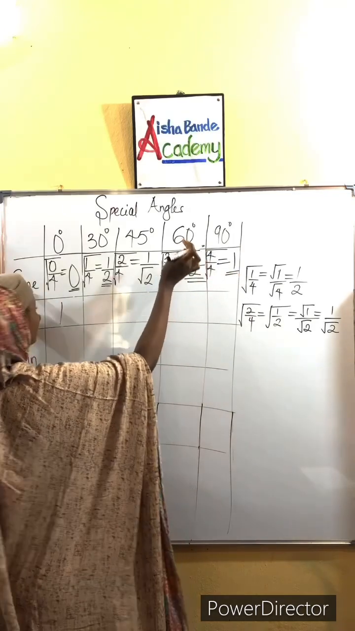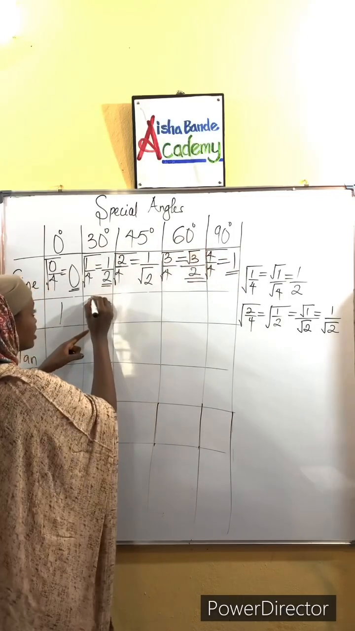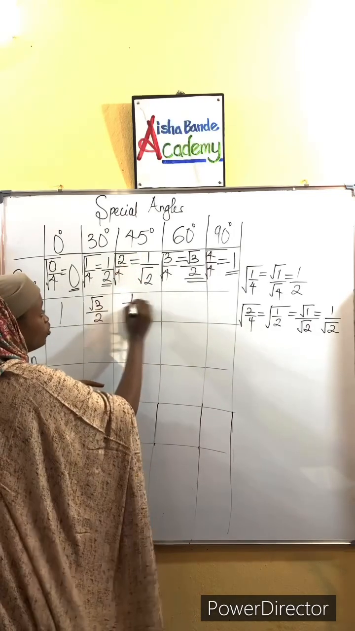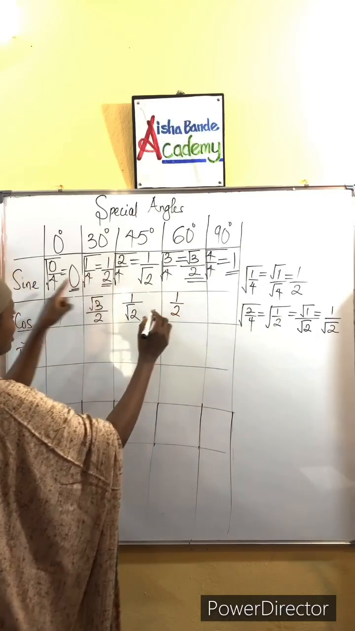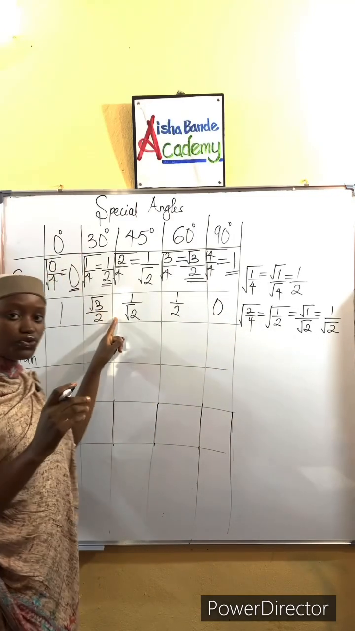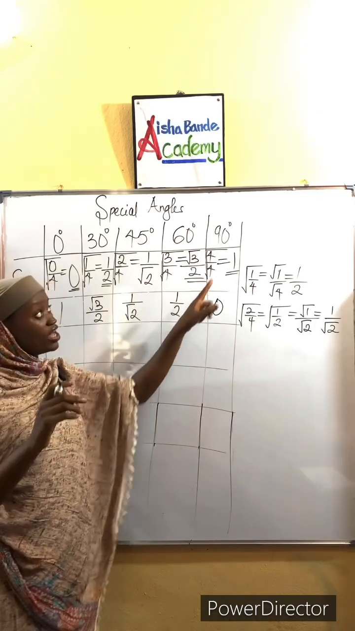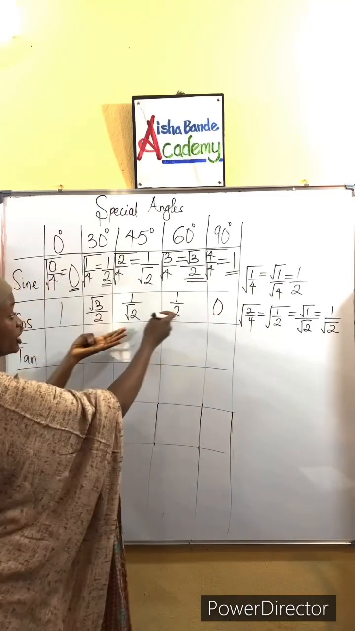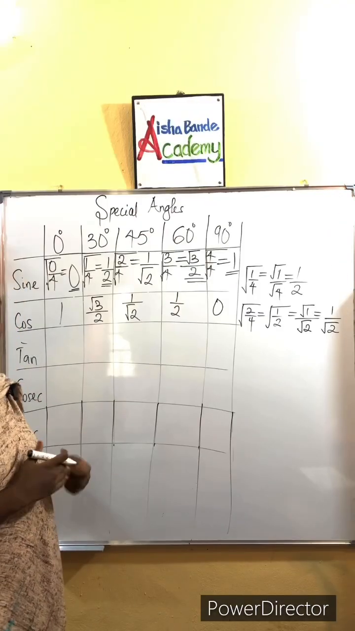Then the next one, sine 60 is the same thing as cos 30. So after 1, the next answer is root 3 over 2. Then the next one, which is 1 over root 2. Here we have 1 over 2. And the last answer here is 0. So what this means is cos 0 is 1, cos 30 is root 3 over 2, cos 45 is 1 over root 2, cos 60 is 1 over 2, while cos 90 is 0. So looking at these figures, it shows that it is the mirror image of sine. Okay, let's move on to tan now.